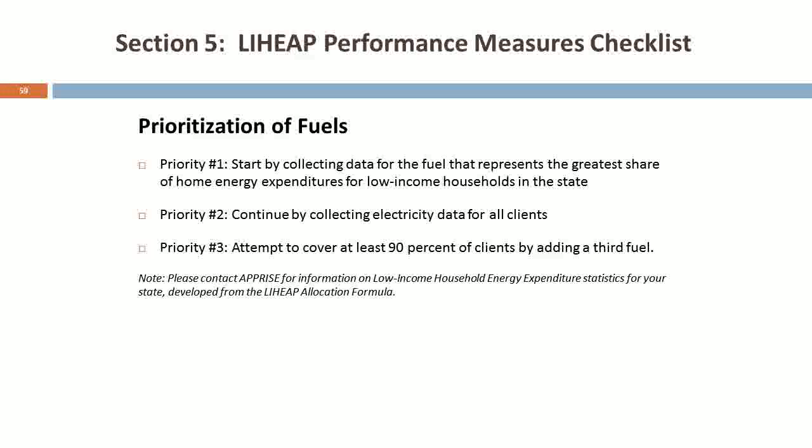So we would identify your first priority as collecting data for the fuel that represents the greatest share of home energy expenditures for low-income households in the state. And that's really going to differ by state, of course, as you definitely know. We have looked at data from Florida, right? Electricity is by far and large the main fuel that represents the greatest share of home energy expenditures. We've looked at Vermont. Fuel oil is actually probably the largest there. Natural gas is the largest in a lot of Midwestern states. Propane is even the largest in some states here and there.